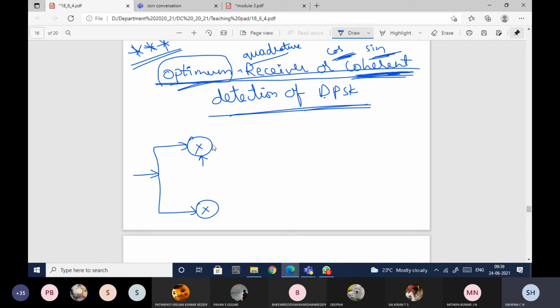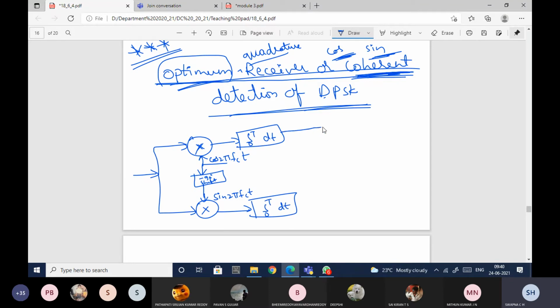So to the upper multiplier, you'll get cos 2 pi fct, and to the lower multiplier, you'll get sine 2 pi fct. Here the additional carrier is used. If we have cos 2 pi fct, take it through a minus 90 degrees phase shift, then you'll get sine 2 pi fct. Then after that, an integrator 0 to T dt, here also 0 to T dt, and then give it to the delayed version.